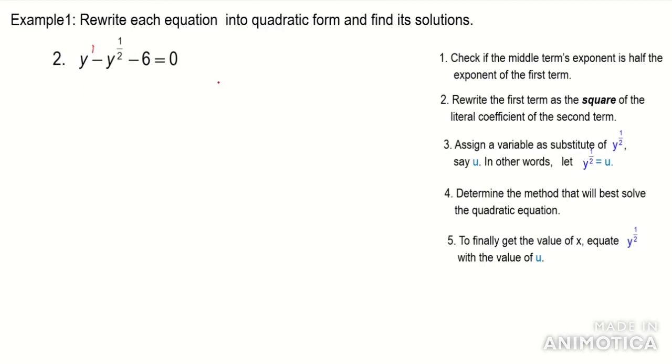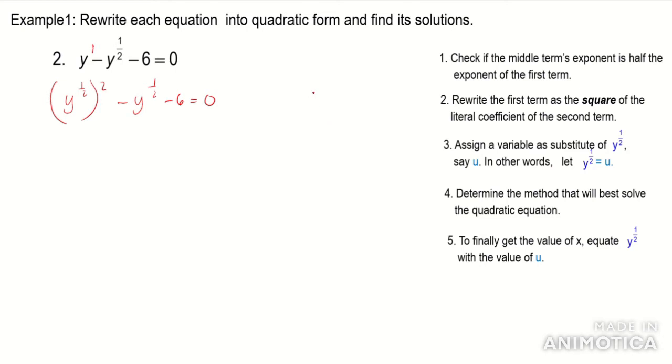So, second step is rewrite the first term as the square of the literal coefficient of the second term. So, get the square of y raised to 1 half. Then, we all know that 1 half times 2 is equal to 1. Okay, by applying power law, then just copy the rest of the terms, the linear term as well as the constant term. Minus y raised to 1 half minus 6 equals 0. Okay? Then, we assign a variable as substitute of y raised to 1 half, say u.